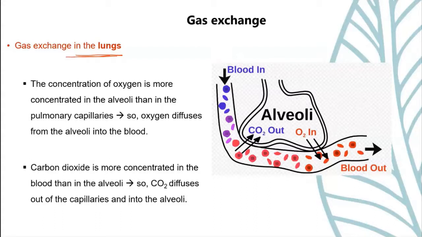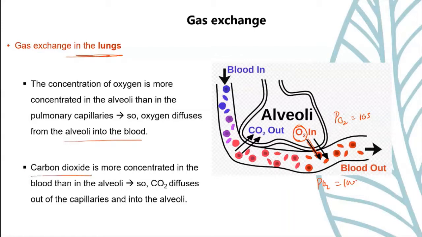If you look at this diagram, gas exchange in the lung involves the diffusion of oxygen and carbon dioxide. In the alveoli, the partial pressure of oxygen is high, 105 millimeter mercury. So oxygen diffuses from the air sac into the blood in the blood capillaries, where the partial pressure of oxygen is 100. The oxygen is more concentrated in the alveolus than in the pulmonary capillaries, so oxygen diffuses from the alveoli into the blood.